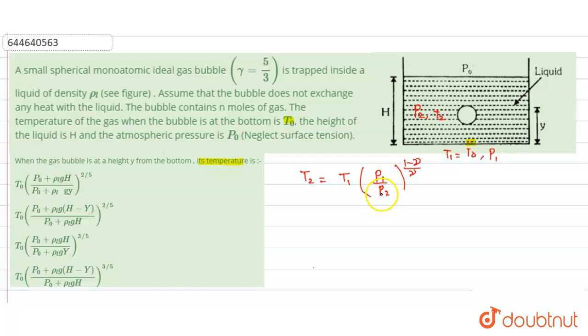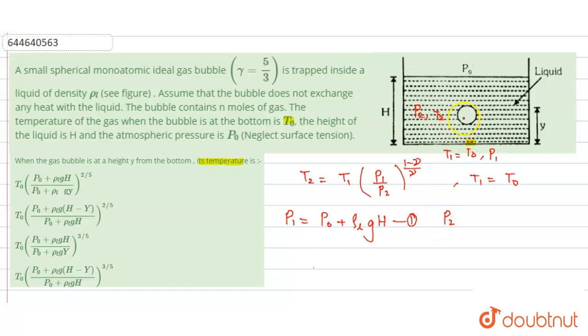Now how do we write P1? P1 is the pressure at the bottom. T1 we already know, we have written T1 is equals to T0, and we have to find the answer in terms of T0. So let's first find P1. Now P1 will be simply equals to the pressure at this depth, which is the atmospheric pressure here, plus rho L, the density of this liquid, into G into total height H. So this is P1.